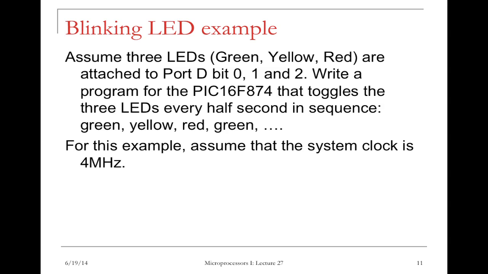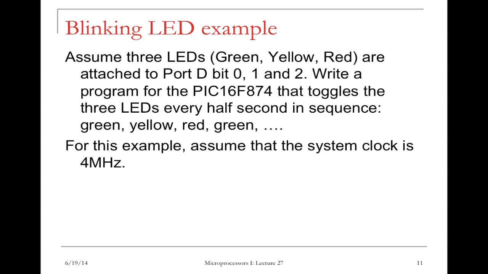We want to write a program for the PIC 16F874 that toggles the 3 LEDs every half second in sequence. What kind of sequence? It's green, yellow, red, and green, yellow, red. So it's like a traffic light. Obviously, you want the traffic light to be more than half a second, otherwise nobody is going to cross the intersection. But let's assume that we want to do that, half a second. Half a second, that's 500 milliseconds.